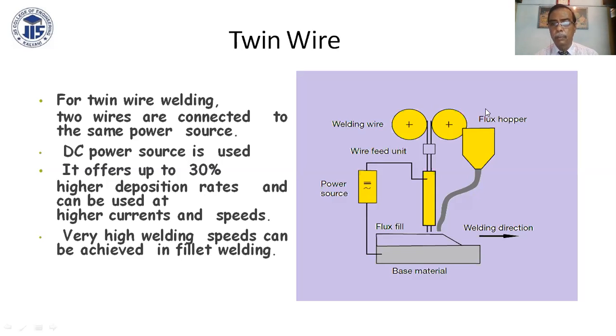Welding wires, flux. The two wires are coming. Wire feed. This is flux fill, welding directions, hopper, flux hopper, this power source. This is a twin wire machine, same power source. Two wires are connected to the same power source.